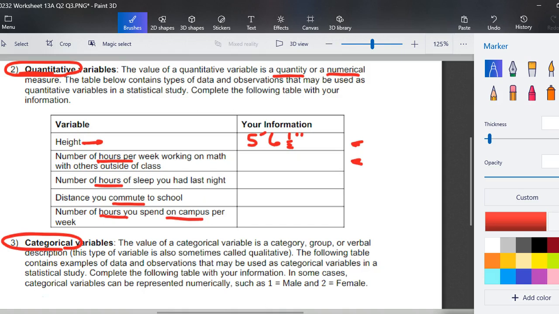Write these variables down, and especially if you've started some flashcards, you could put quantitative variables on the front, and then on the back side you can give it a definition, and then you can give it some of these examples. Moving on down to categorical.